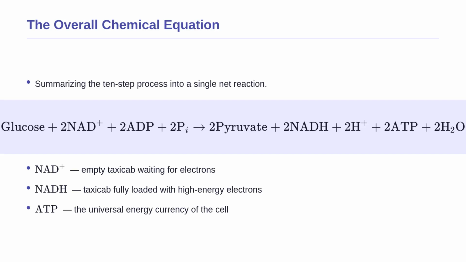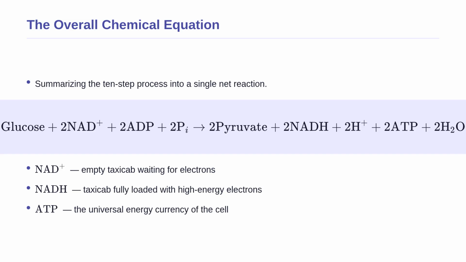Now that we know why this pathway is essential, let us look at its chemical summary. To truly understand what goes in and what comes out, we can condense the entire 10-step process into a single, elegant chemical equation. Think of this as a biological receipt. On the left, we have our raw materials. Glucose is our primary fuel.